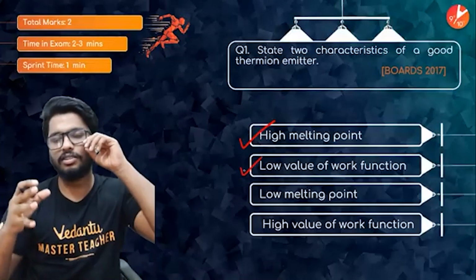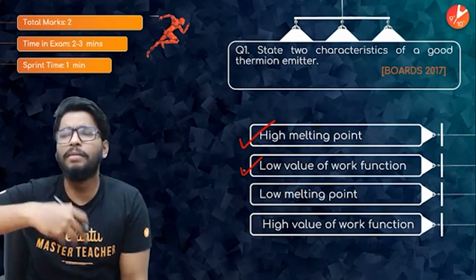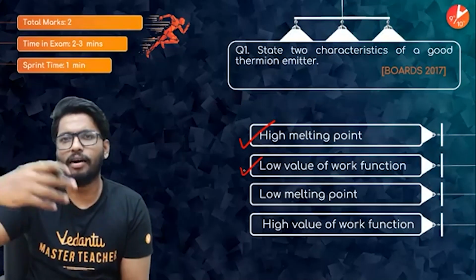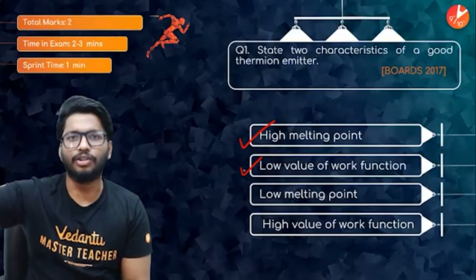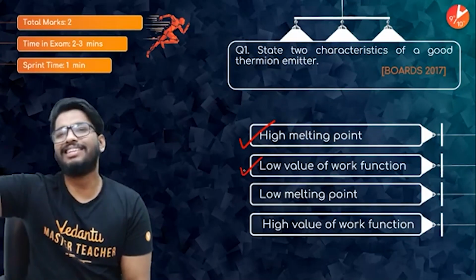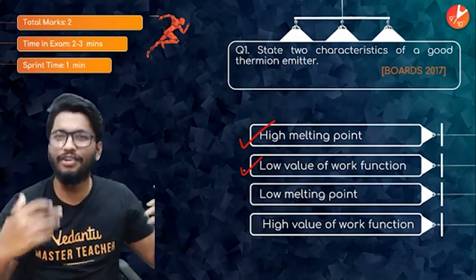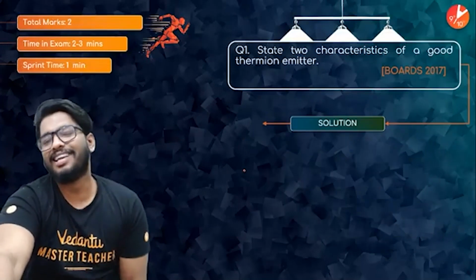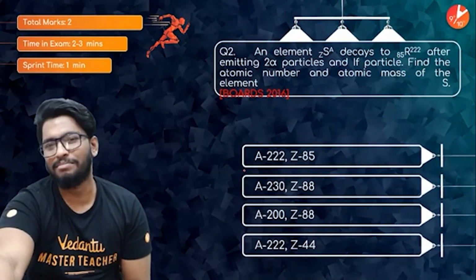So what is work function? It is nothing but the minimum amount of heat energy that is supplied to a metal in order to emit the electrons. So how much heat energy you have to supply to a metal to emit electrons, that is what is called work function. If you have a low work function, then you don't have to give much energy, right? That is a very good thing. So that would be the right answer: low value of work function and high melting point.